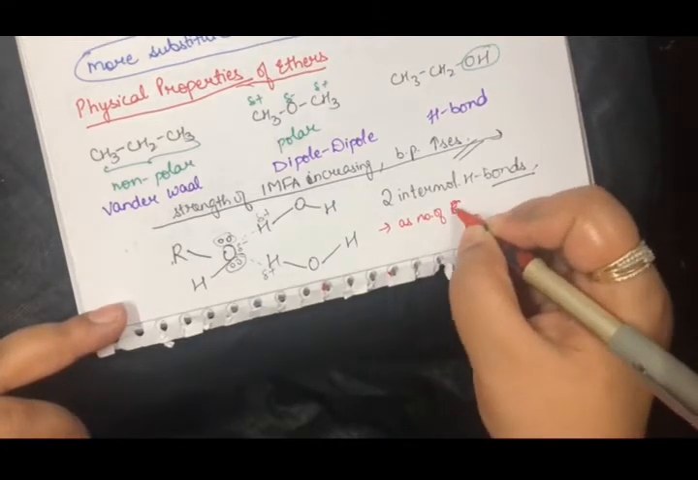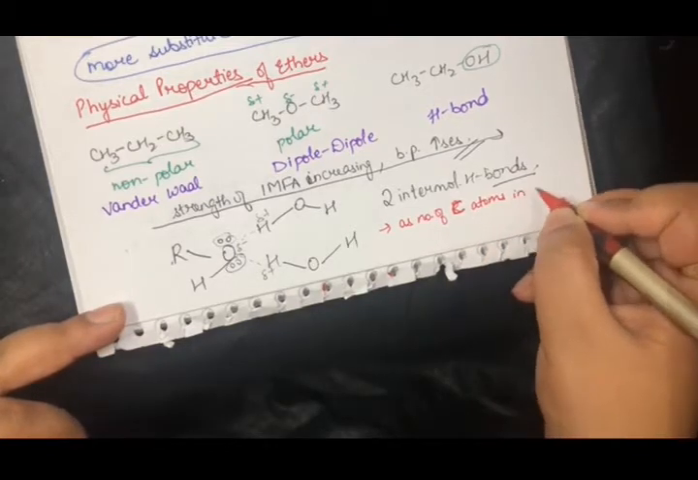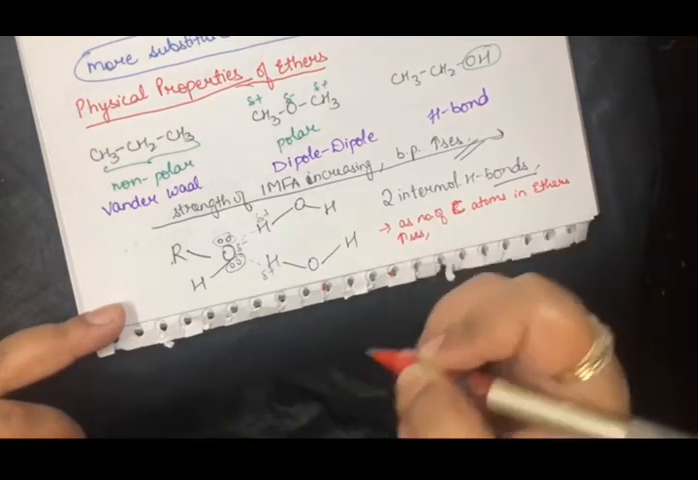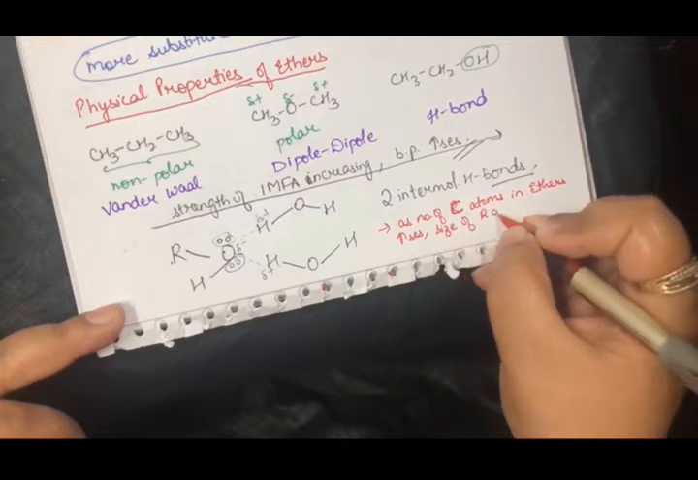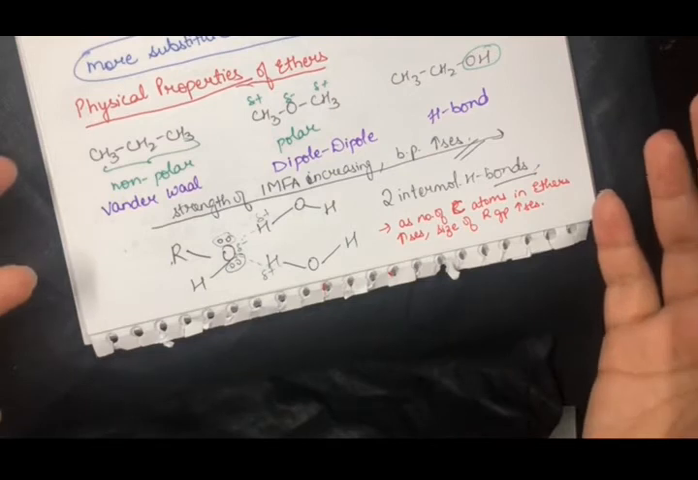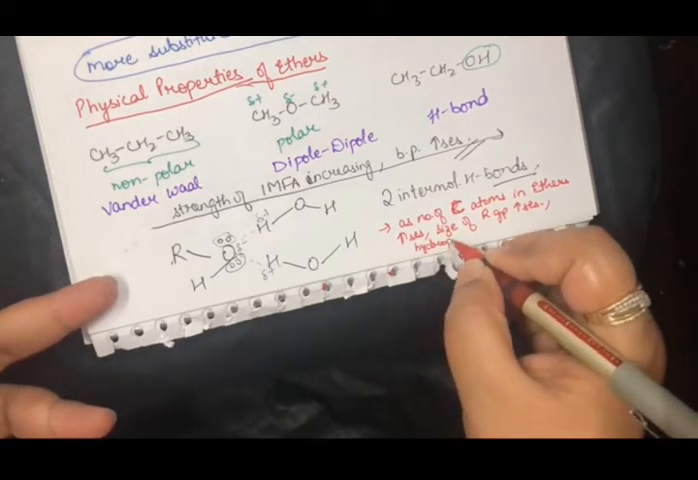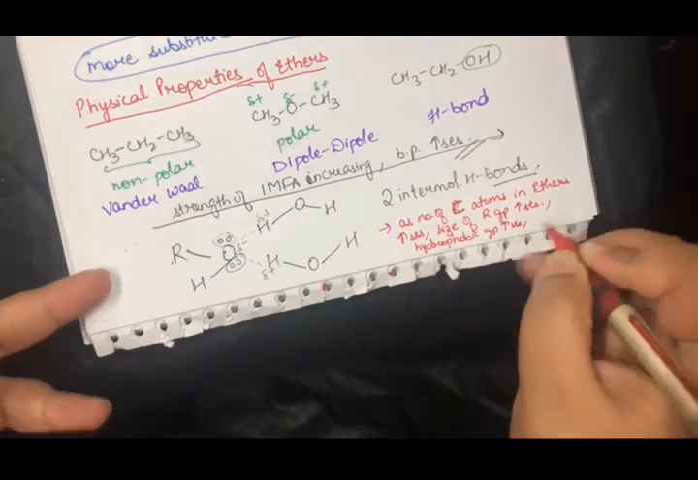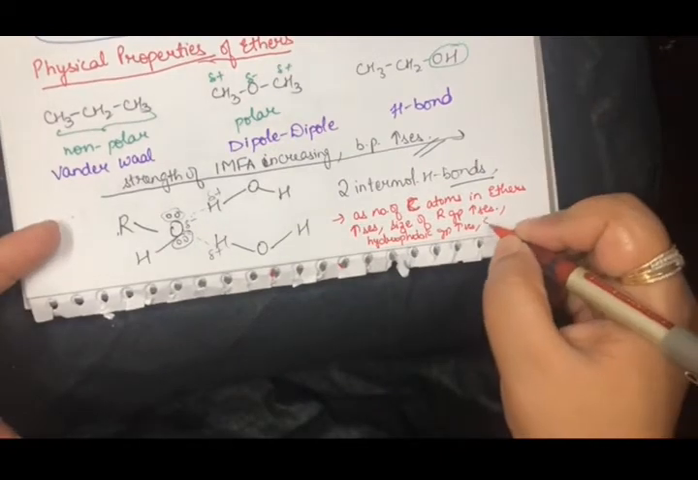Also, just to conclude, as the number of carbon atoms in ethers increases, or I can say as the size of the R group increases, what is happening? The hydrophobic groups are increasing, right? The hydrophobic group increases. So what will happen to the solubility? The solubility in water will decrease.